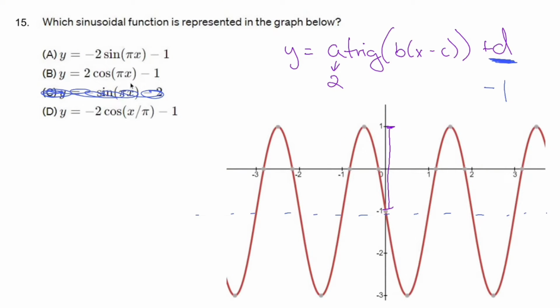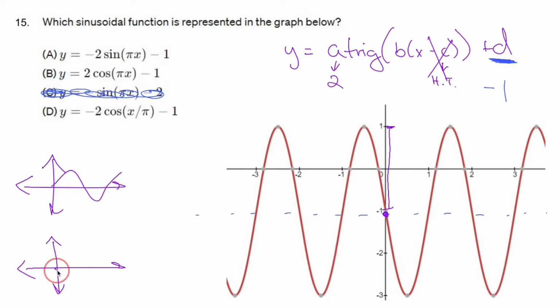Now, before I cross A and B out, here's the thing. In any of these situations, I have no horizontal translation. This guy represents a shift to the left or to the right. I don't have that in any of my options, so I'm not going to worry about C. So basically what's happening here is I'm starting right there and working my way down. Now sine, regular sine, when graphed, looks like this. This guy is the flipped version of it, where it looks like that. So if this is regular sine, then this is going to be negative sine. So the answer's got to be A.